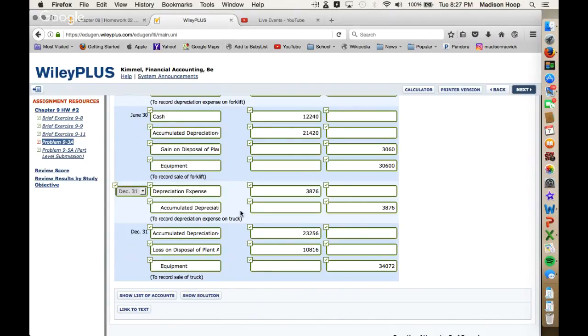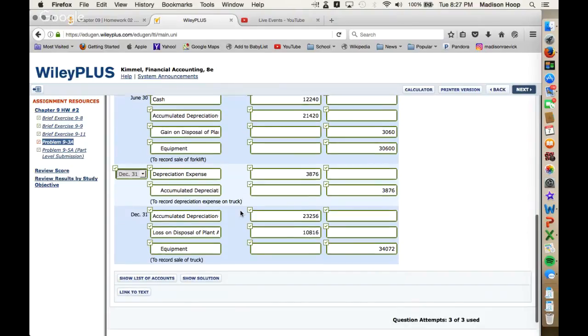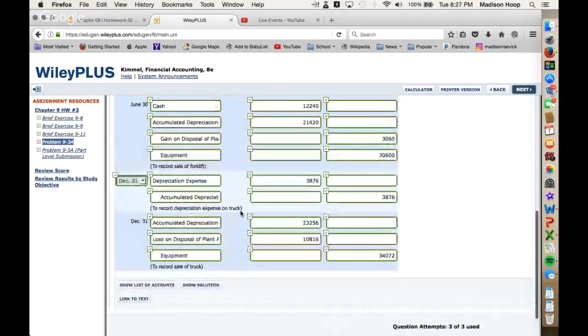And we get 10,816. Now, if this was a sale like the one before, we would take the amount that we sold it for, and then get the difference to know whether we have a loss or a gain. But since that was our book value and we just discarded it, this is going to be the loss on disposal because that's how much we just got rid of. And that is how we figure out problem 9-3A.